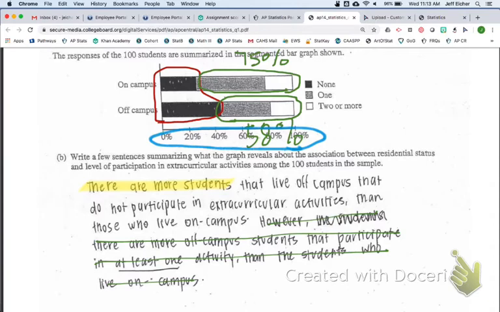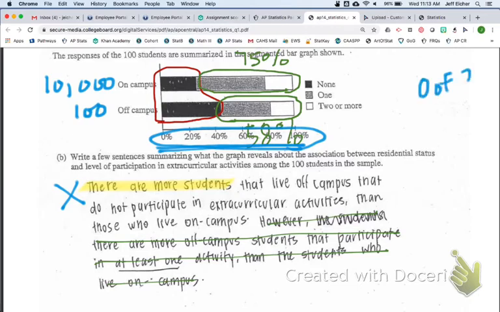So you can imagine, say there's like 100 off-campus students and there's 10,000 on-campus students. You can't say that there are more students off campus that don't participate in extracurriculars. On campus, just by the sheer count, on campus would have way more that don't participate in any extracurriculars. So that's why it's important to mention these proportions or percentages. So because they didn't say maybe there's a higher proportion of students, they do not get credit for this part. So they got 0 out of 2 of the comparisons they needed to make, so this would be scored an I, incomplete.